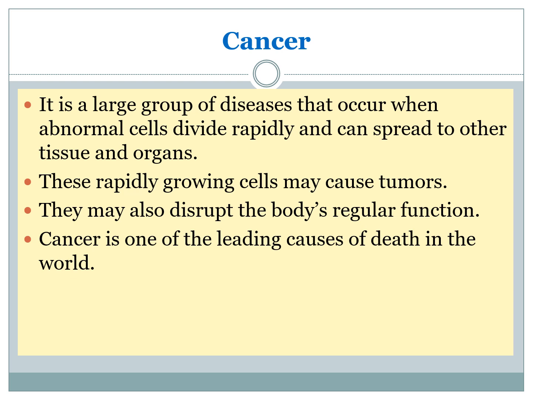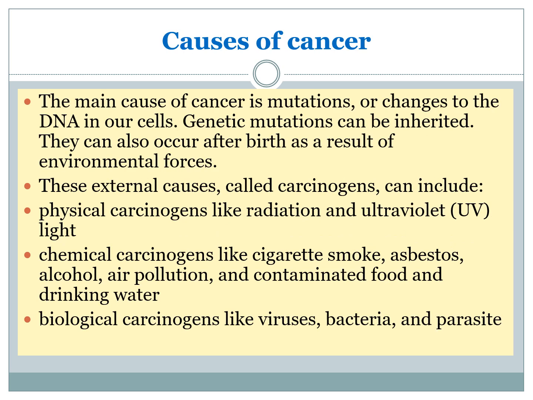Cancer is a large group of diseases that occur when abnormal cells divide rapidly and can spread to other tissues and organs. Rapidly growing cancer cells may cause tumors. They may also disrupt the body's regular functions. Cancer is one of the leading causes of death in the world.